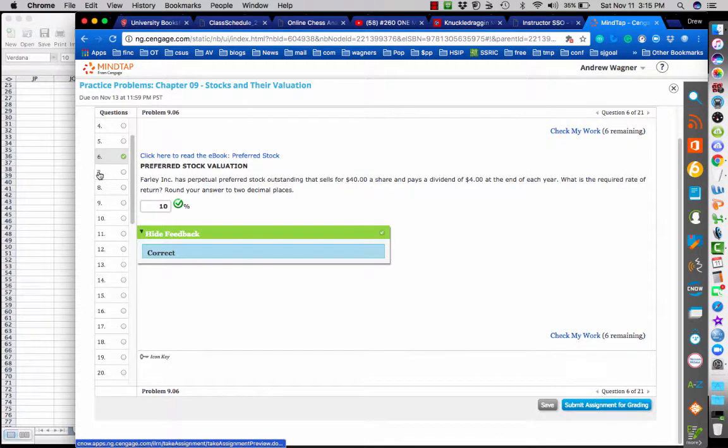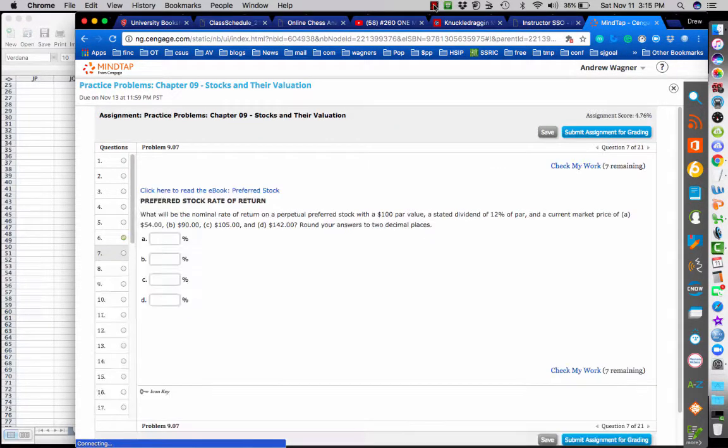And next, number 7. Well, here, as with the last problem, the rate of return is going to be equal to the dividend divided by the price. And the dividend here is 12% of par, which is $12, 0.12 times 100. So $12 divided by the price would be the rate of return.